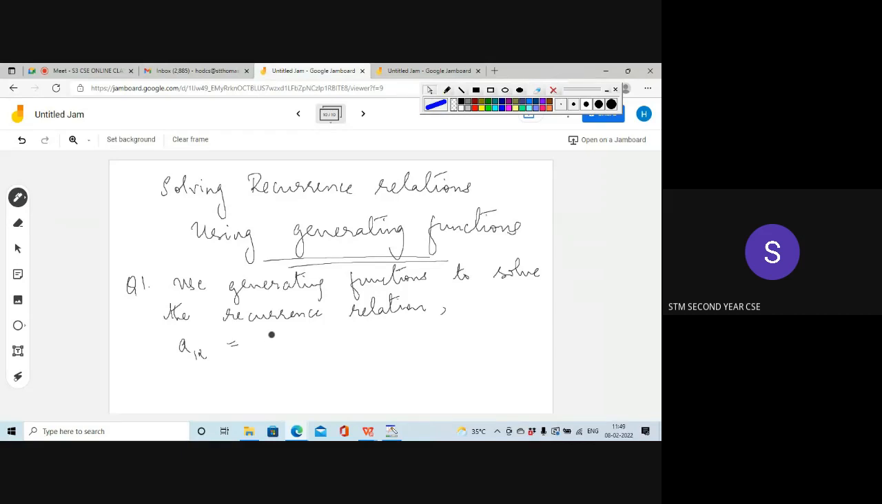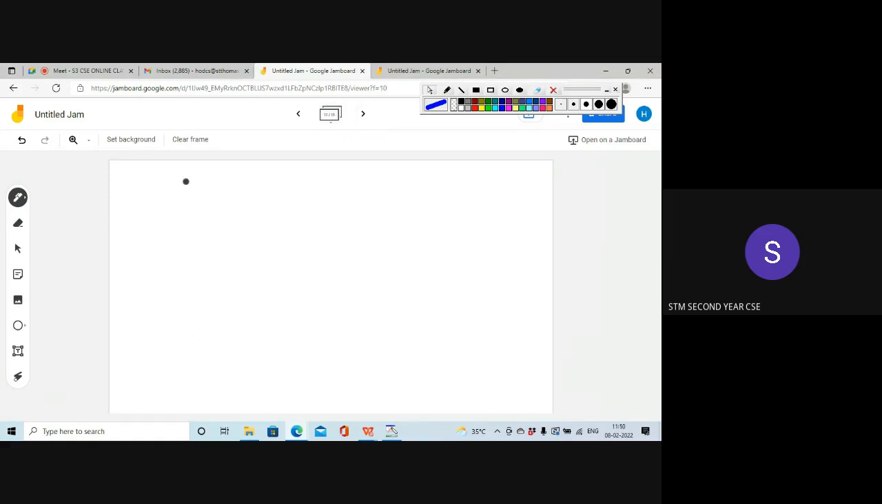a_k is equal to 3 times a_(k-1) plus 2. Use generating functions to solve the recurrence relation a_k = 3a_(k-1) + 2. Okay, so let us see how to solve this using generating functions. Solution: you are asked to solve using generating functions.